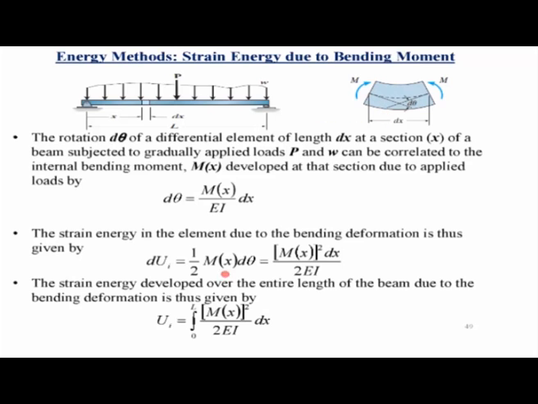If you want to calculate the strain energy developed over the entire length, all you do is integrate both sides of this equation. So you will integrate this over the entire length of the beam. So that will be the integral of M(x) whole squared by 2EI dx. If you do this, you will basically be getting the internal strain energy in a beam due to the bending action. So in the previous slide, we saw the internal strain energy due to axial load, and in this slide, we see the internal strain energy due to the bending action in a beam.